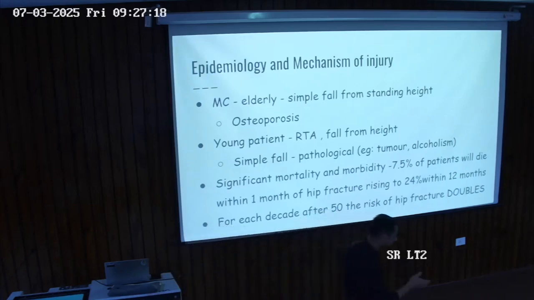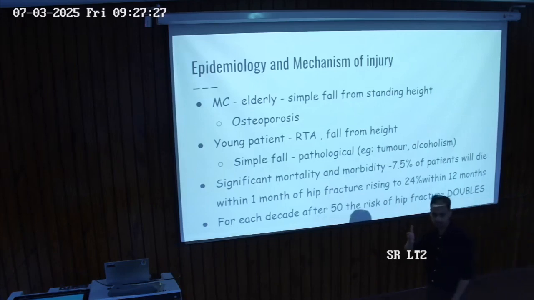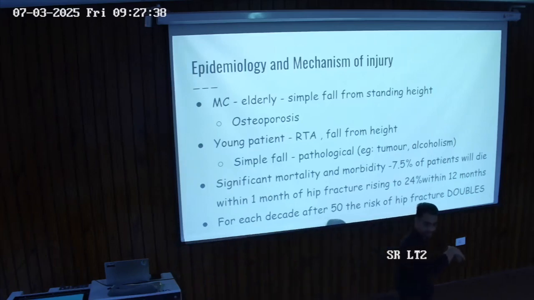Most common. If it is happening in normal bone, what has to be the force over the bone? When can you increase the force over the bone? When the trauma is severe. What is severe trauma? RTA. Simple fall is not a severe trauma. RTA or fall from height. So most commonly seen in the elderly, simple fall from standing height. Reason, osteoporosis. Young patients, RTA, fall from height. If it is happening in young patients with trivial trauma, it is a pathological bone. What will be the pathology here? Liver disease or alcoholism. Good.